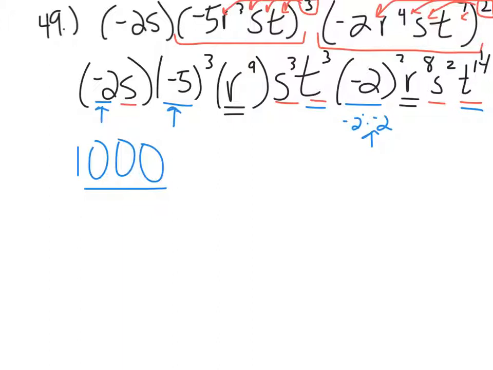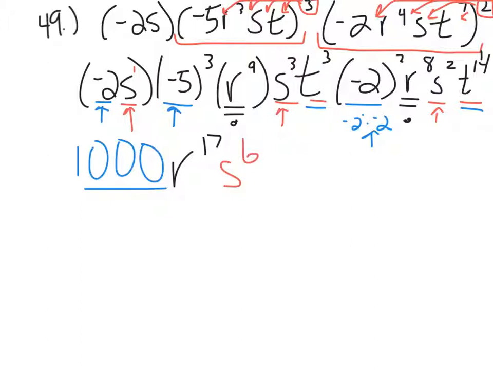Let's move on to, I'm going to go alphabetically, so I'm going to move on to my r's. R to the 9th times r to the 8th is r to the 17th, because when we're multiplying like bases, we add their exponents. So now let's move on to the s's. We have s to the first power, s cubed, and s to the second. So I'm going to add up all the exponents, and I'm going to get s to the 6th.